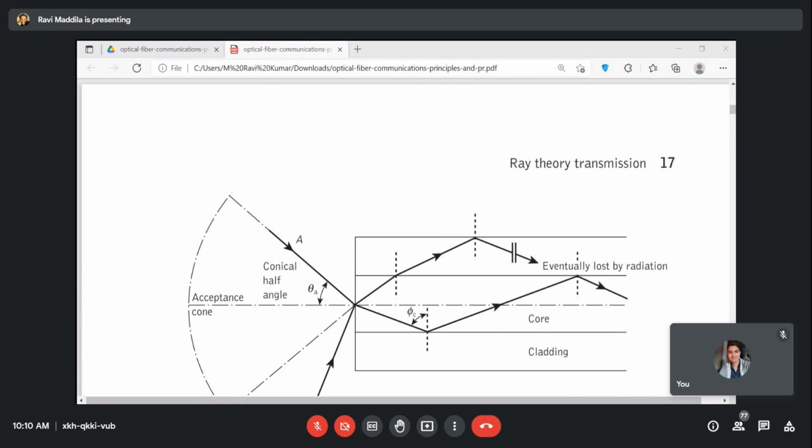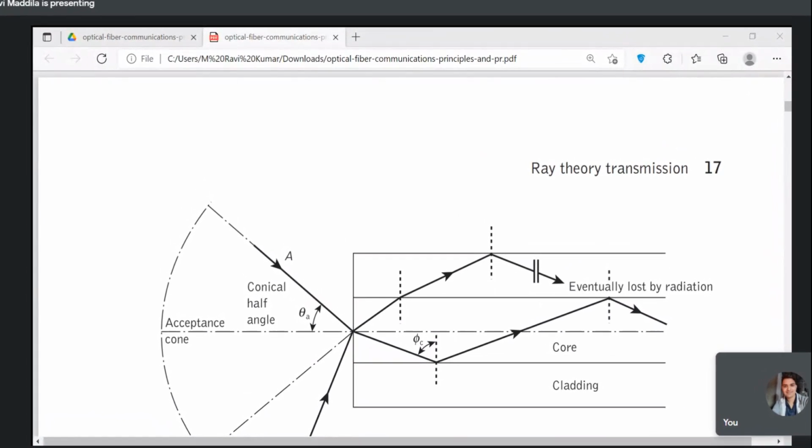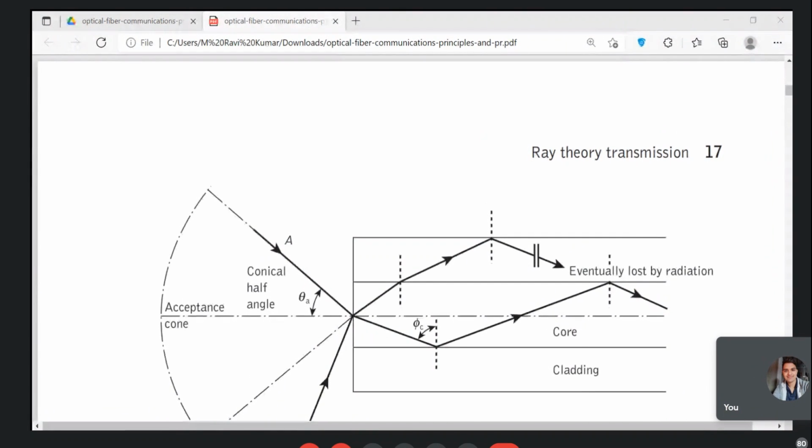We were to discuss what is numerical aperture. You're able to see what I'm sharing, right? The ray theory transmission. Yes, sir. I have already shared two books and another set of slides which I was sharing yesterday. This is from the second book, Optical Fiber Communications Principles and Practices by Senior.